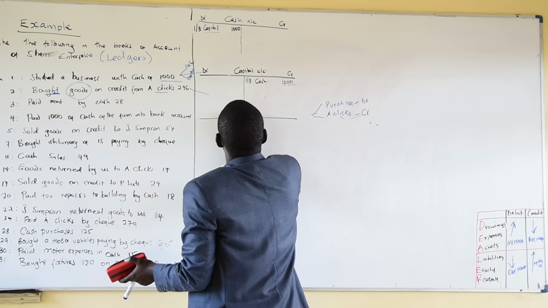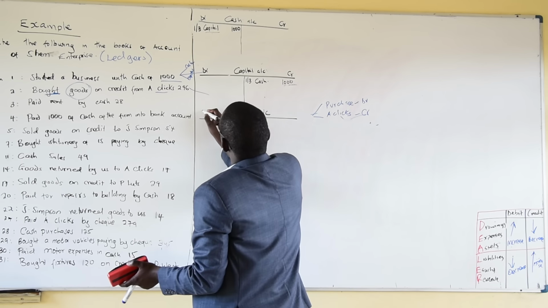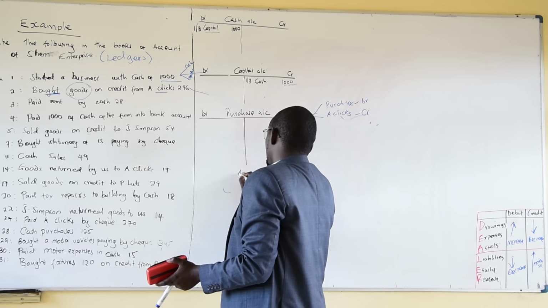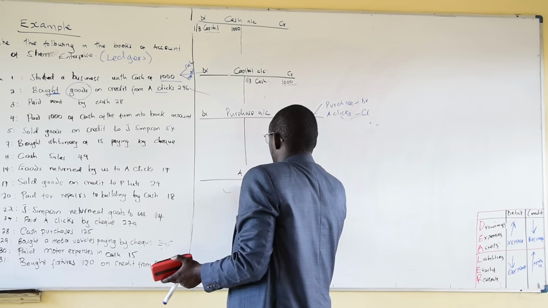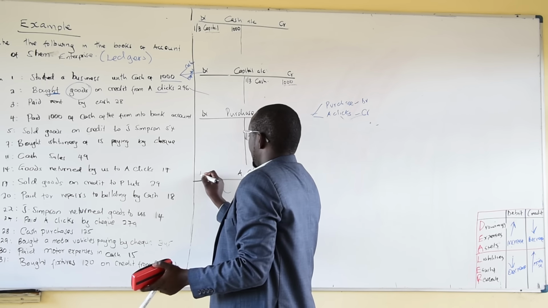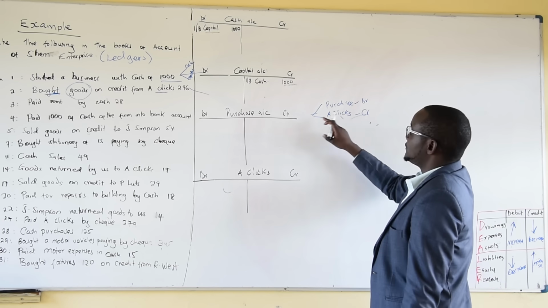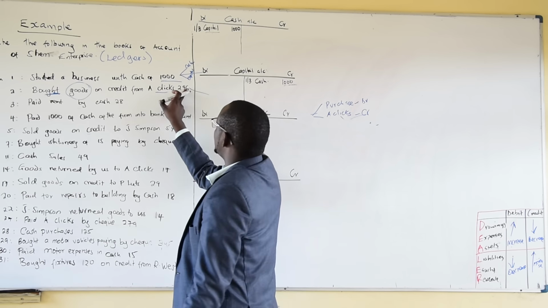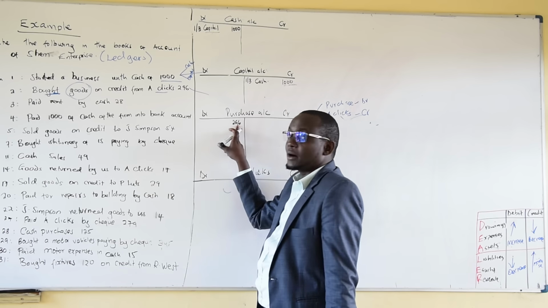I will open the account called purchase. Here I have debit, here I have credit. And I open the other account called A-Clicks. Here I have debit, here I have credit. I have said for that transaction, we debit purchase. So the amount is 296. I go to purchase account, debit side, I write the amount.